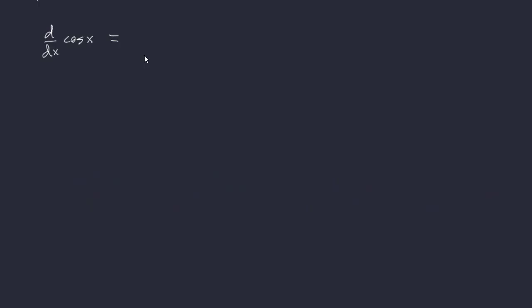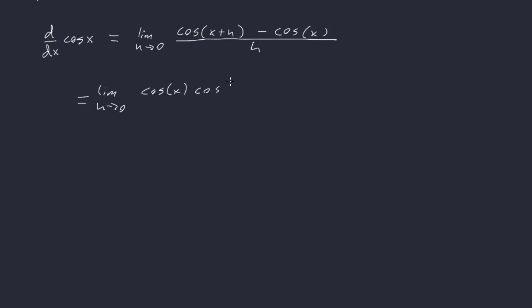Well, let's see. Okay, we'll start like we usually do. The limit as h goes to 0, okay, of, well, it will be cosine of x plus h minus cosine of x all over h. And once again, we're going to use the sum identity. For cosine, it's a little different. Okay, for cosine, it's going to be cosine x cosine h minus sine x sine h. Okay, then minus cosine of x.